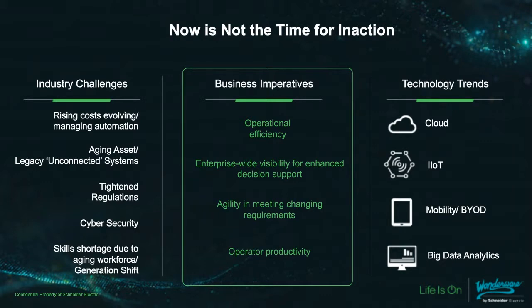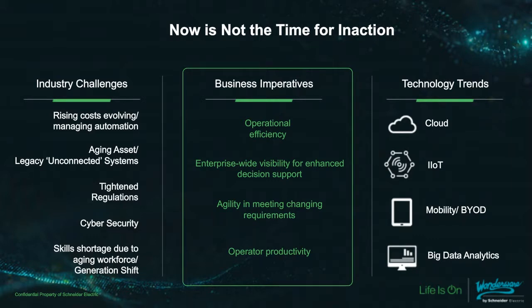Some of the things that have been reported back to us with regard to the business imperatives is that more and more of our customers are being judged on their operational efficiency and their ability to improve and maximize it, as well as enterprise-wide visibility for enhanced decision support. It's no longer just about ensuring that they're operating the process, but that key business information gleaned from this real-time data is going to be utilized to make a variety of decisions, not necessarily simply on the plant floor, but throughout the entire organization.